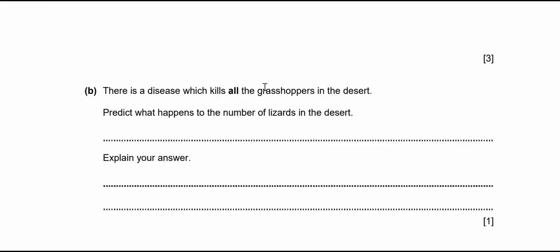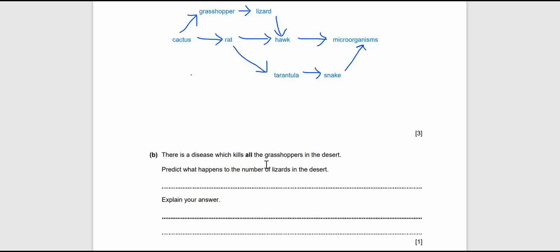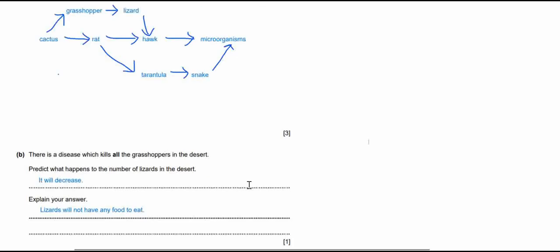Next, 7b. 7b says there's a disease which kills all the grasshoppers in the desert. Predict what happens to the number of lizards in the desert. So this is the food web diagram, and if there's a disease which killed all the grasshoppers in this part, predict what happened to the number of lizards. You've got 10 seconds from now. Alright, so time's up. Let's open up the answer, guys. So it will decrease. Lizards will decrease as lizards will not have any food to eat.